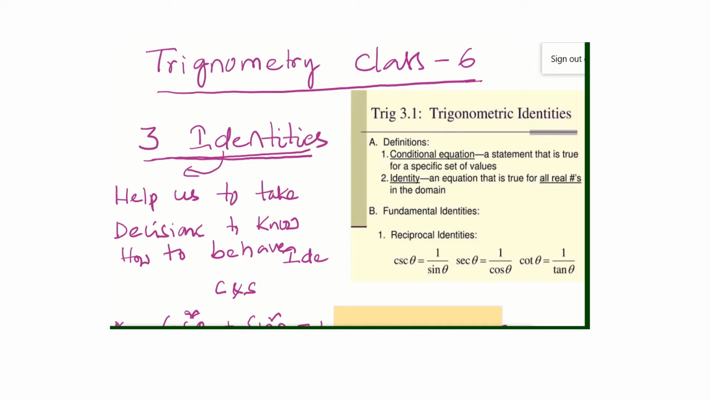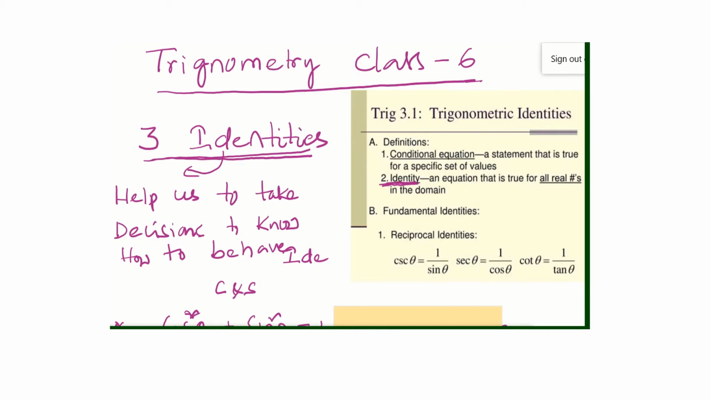When you come to the second, you can see here the definition of identity: an equation that is true for every value in the domain. Those come under identities. In trigonometry we have so many, but here I am giving some.